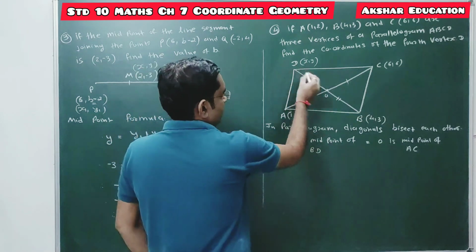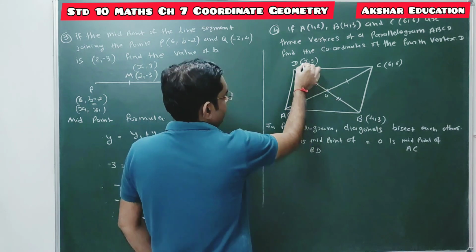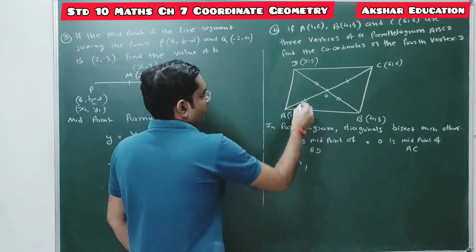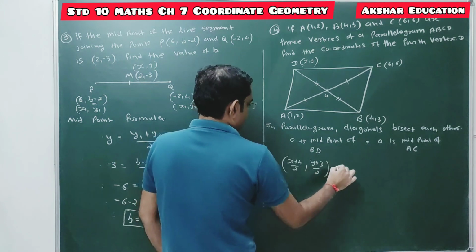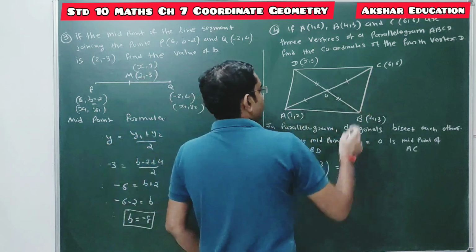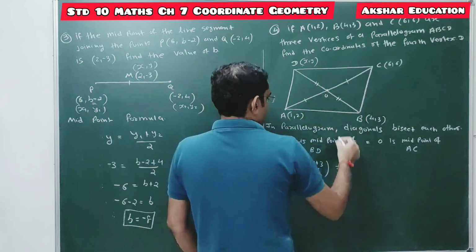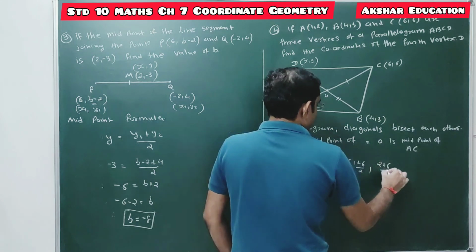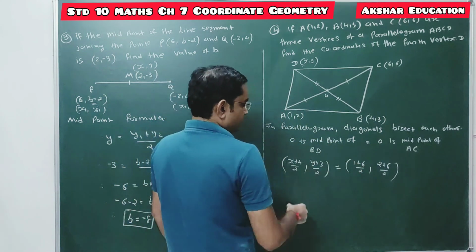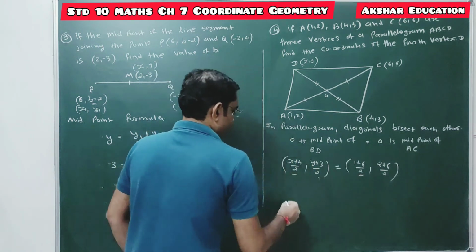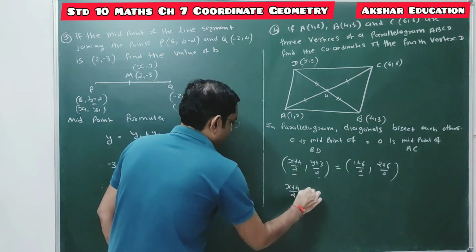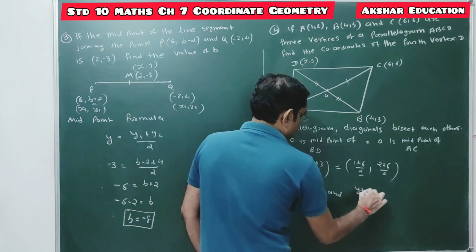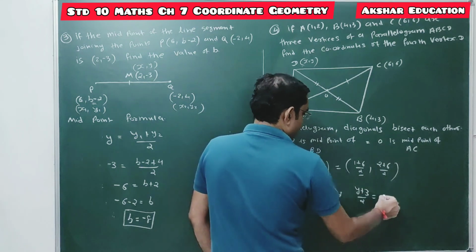So we are getting one equation. What is the midpoint of BD? To find the midpoint, we consider (x1 plus x2) by 2. So it's (x plus 4) by 2, and y coordinate (y plus 3) by 2. This is the midpoint of BD, and that is the same as the midpoint of AC. Midpoint of AC is (1 plus 6) by 2, (2 plus 6) by 2. Both ordered pairs are equal, so we can compare the x coordinates and the y coordinates, and therefore we can write (x plus 4) by 2 equal to (1 plus 6) that is 7 by 2, and (y plus 3) by 2 equal to (2 plus 6) that is 8 by 2.